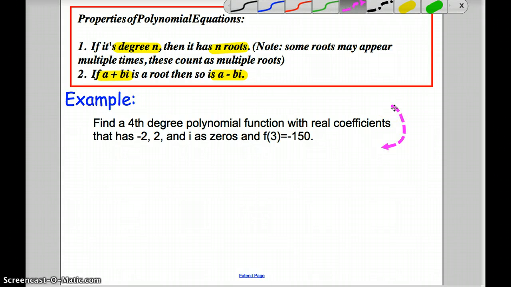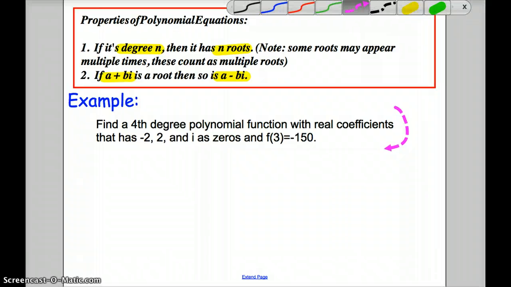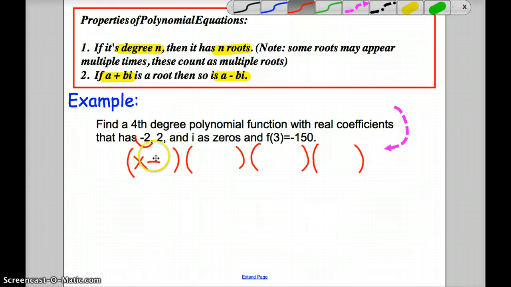The goal is to find a 4th degree polynomial. Because of that first fact, since it's 4th degree, I know it has 4 roots. Now I have to figure out what those roots are. The next thing it tells me is it has root negative 2. So that means one factor of this polynomial is x plus 2. The next one is x is 2, so that means it's x minus 2. The next one is i, so that means x minus i.